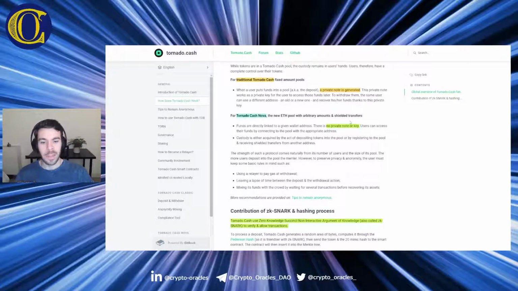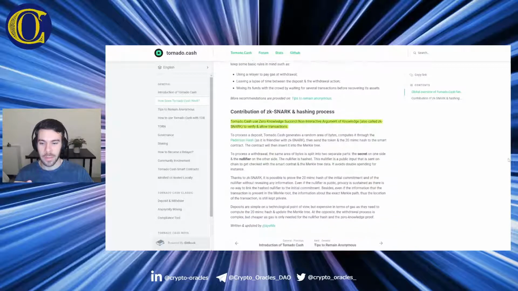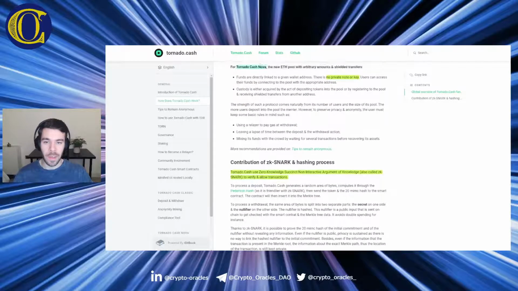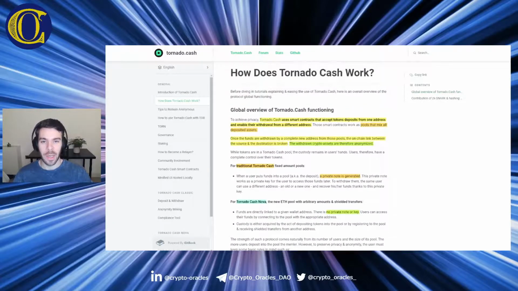Tornado Cash Nova doesn't even need this and leverages zk-rollups that we're going to take a look at in a second. So, the contribution of zk-SNARK and the hashing process. Tornado Cash uses zero-knowledge succinct non-interactive argument of knowledge, also called zk-SNARK, to verify and allow transactions. If you don't know what zk-rollups are, we did a separate video on our channel. You should definitely check it out. It's a great way of keeping transactions much more private and anonymous than they currently are on most blockchains.